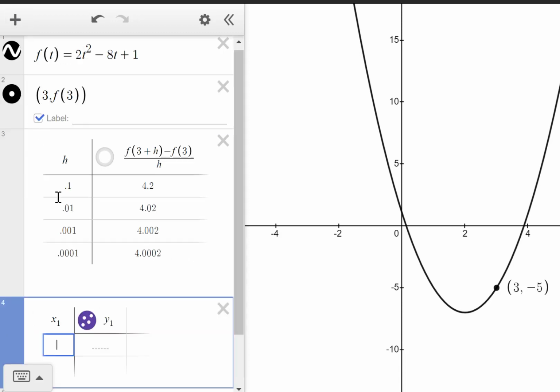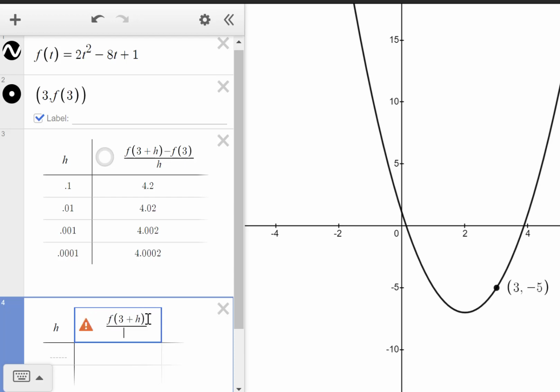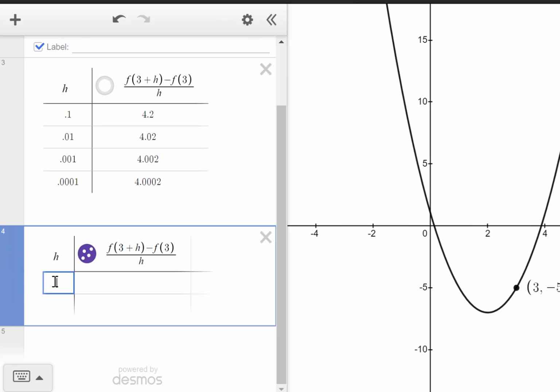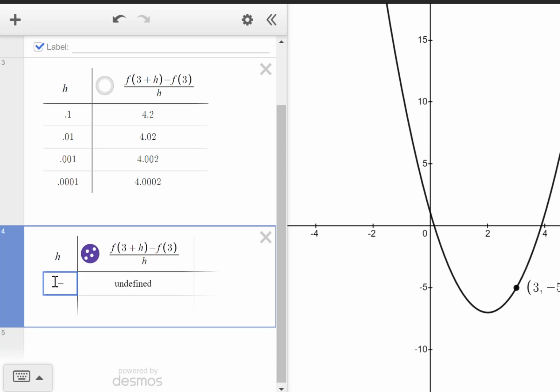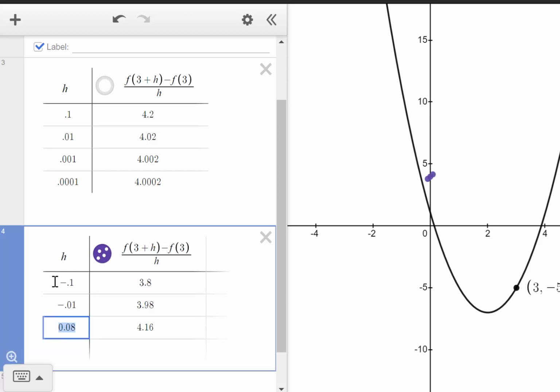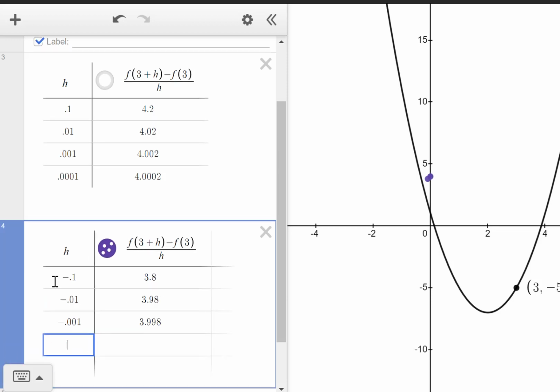Similarly, I can create an input-output table to explore the left-hand limits of the average rates of change at t equals 3. So I'm going to plug in f of 3 plus h minus f of 3 all over h. I'm going to again input h values. This time I'm going to explore points that are getting closer and closer to t equals 3 from the left. So I let h be negative 0.1 and negative 0.01 and negative 0.001 and so forth.